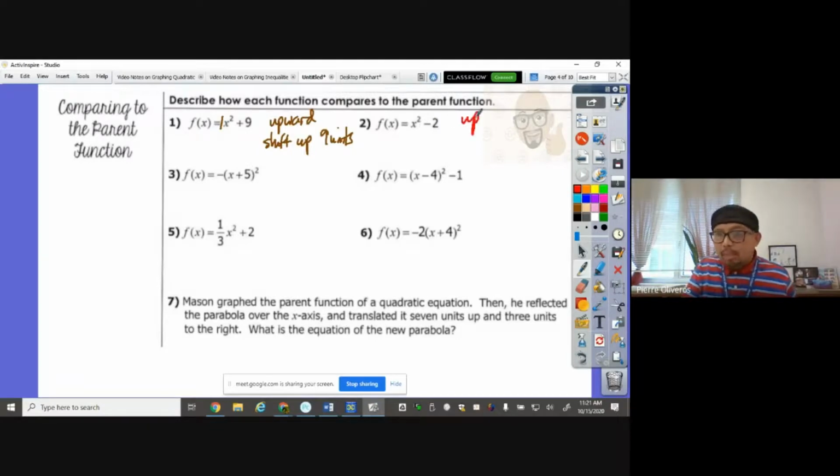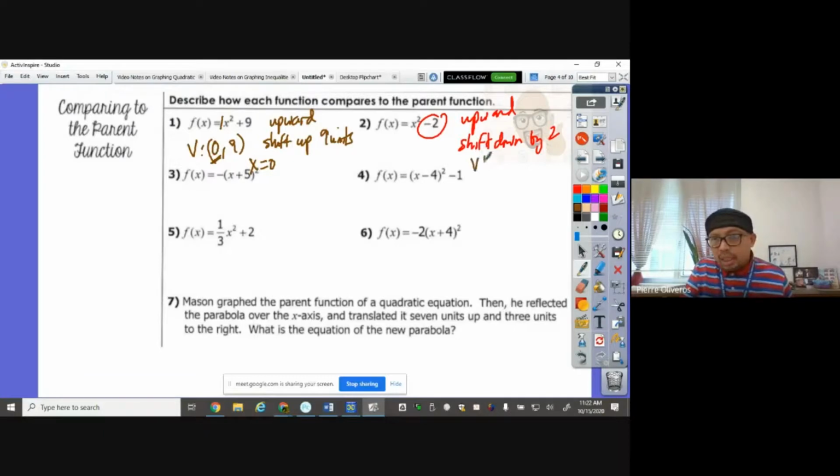It's still going to open upward. So we know if it opens upward, that point there is the minimum value. Okay, this will shift down by 2 units because of the minus 2 here. Let's also find the vertex here. What's the vertex in number 1? The vertex there is 0, comma 9. And the axis of symmetry there is x equal to 0 because of the value of the 0 on the x coordinate. The vertex here is 0, comma negative 2, wherein the axis of symmetry is x equal to 0 also.